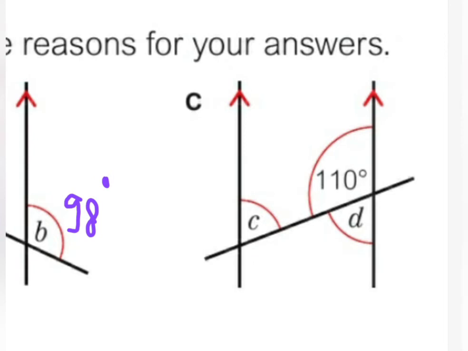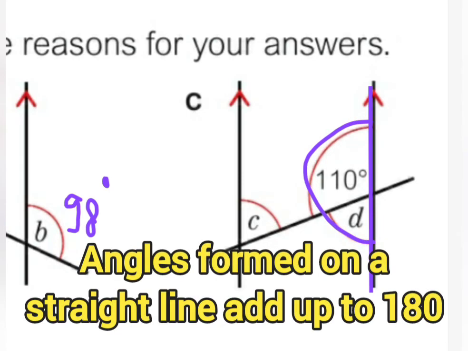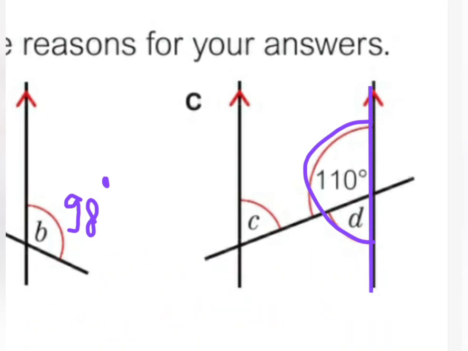In question C, we are missing C and D. And we have 110 here. Now, the first thing that we can do is finding the angle on a straight line, or the two angles on a straight line. The rule of angles on a straight line, they equal 180. So to find D, we're going to say that D equals 180 minus 110.